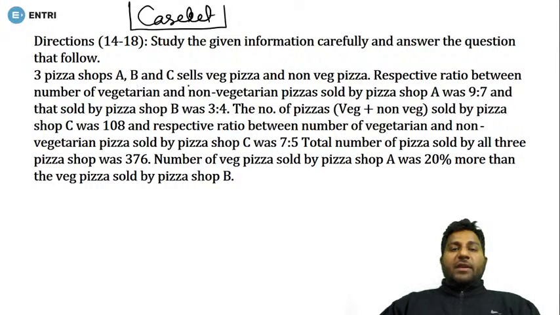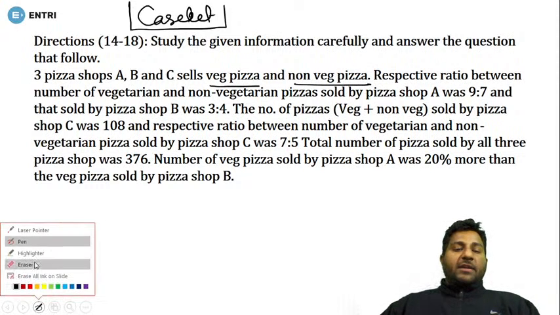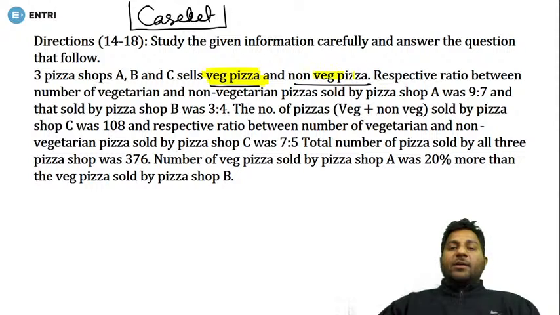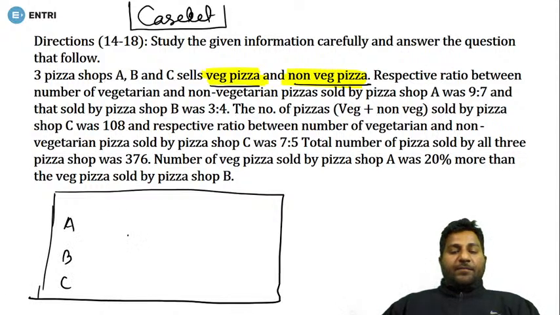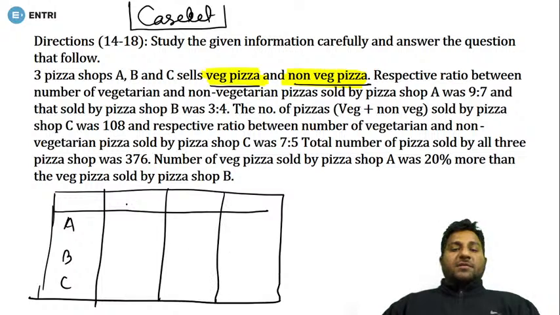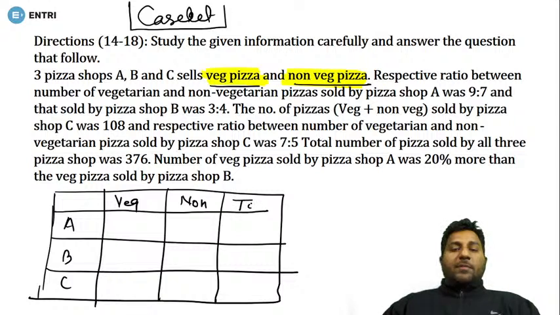Look, 3 pizza shops A, B, C sell veg pizza and non-veg pizza. Let me take the highlighter. Veg and non-veg pizza. Respective ratio between number of vegetarian and non-vegetarian. So let's make a chart. Here you will be getting A, B, C, and here you will be getting questions. Veg, non-veg. Now let me go to the total part as well.